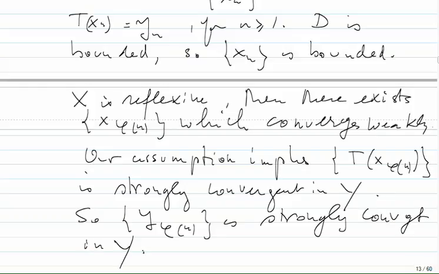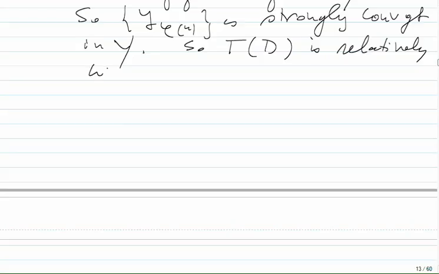So we start with y_n, which is any sequence in T(D), and we found that there is a subsequence of that sequence which is convergent. Therefore, T(D) is relatively compact. In other words, T is compact.